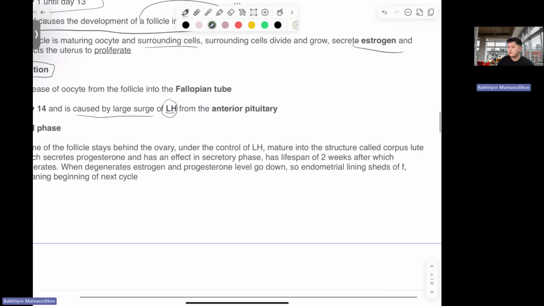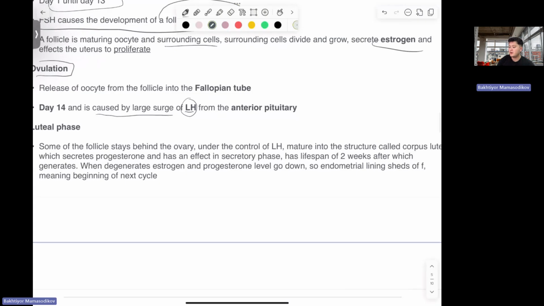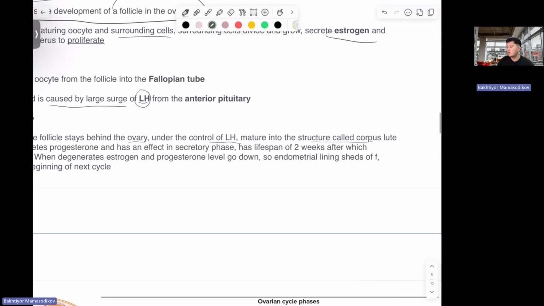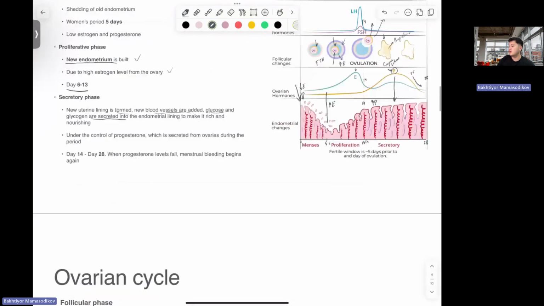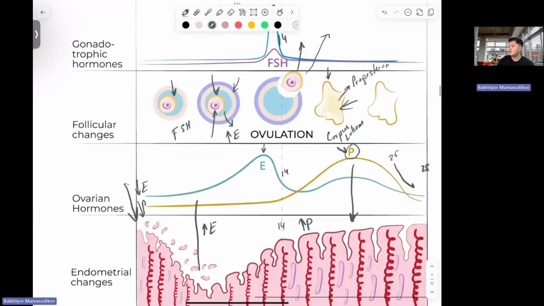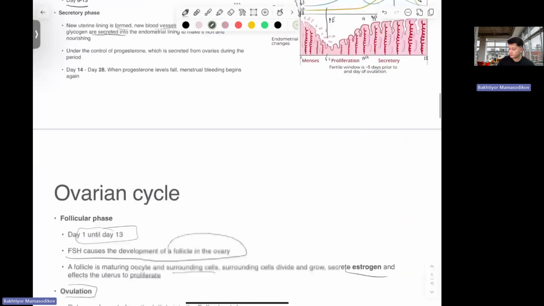At the end, in the luteal phase, some of the follicles stay behind in the ovary under the control of LH and mature into a structure called the corpus luteum, which secretes progesterone. So the corpus luteum secretes the progesterone. This is the progesterone. What's the function of that progesterone?